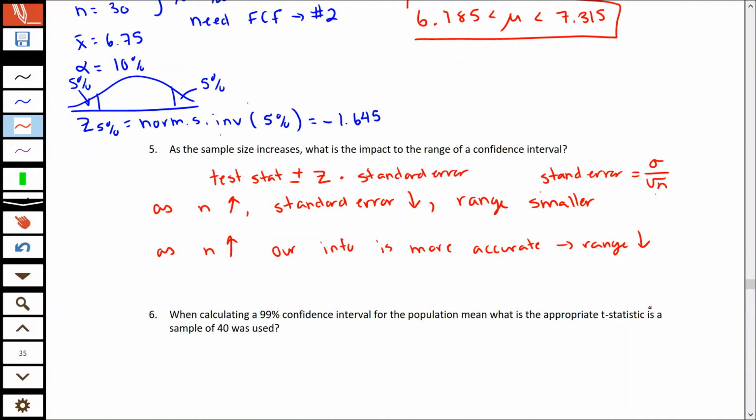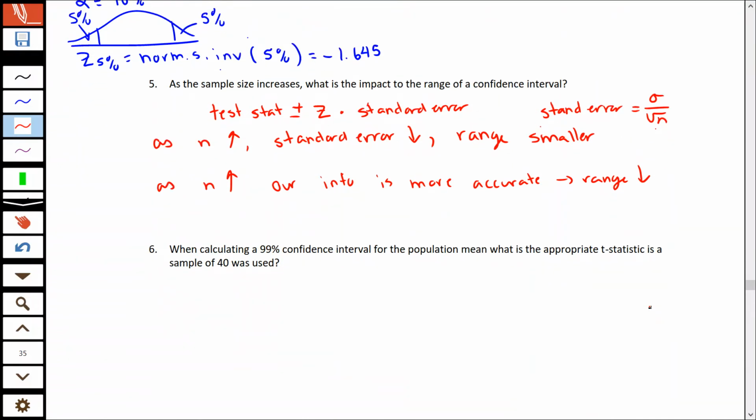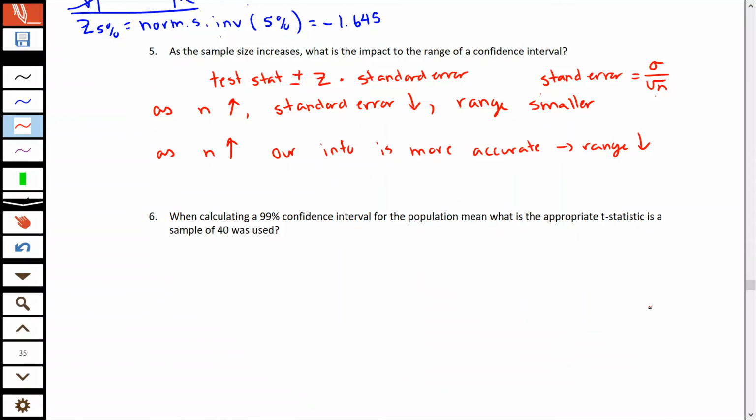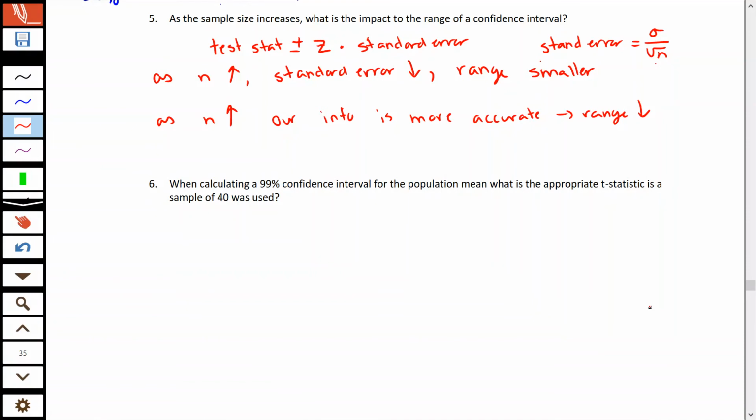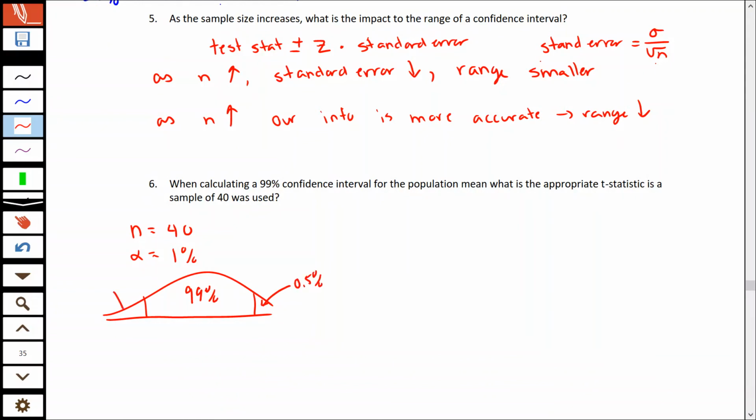So for question 6 here, when calculating a 99% confidence interval for the population mean, what is the appropriate t-statistic if a sample of 40 was used? So if we know that n is equal to 40, and we're talking about a 99% confidence interval, our alpha is 1%, we are looking for that t value such that we're only putting 0.5% in each tail.